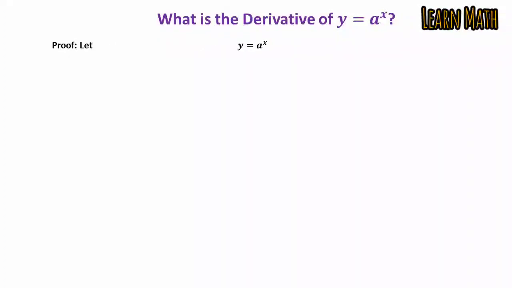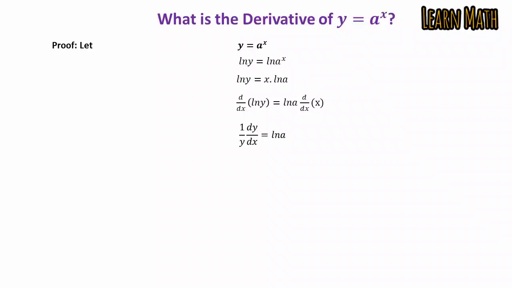To prove this result, let y is equal to a power x, taking natural log on both sides. So we can write natural log of y is equal to natural log a power x. By using the logarithmic property, we can write natural log y is equal to x dot natural log a. Now differentiating with respect to x, d by dx of natural log y is equal to natural log a, which is a constant number, and then take the derivative of x, d by dx of x.